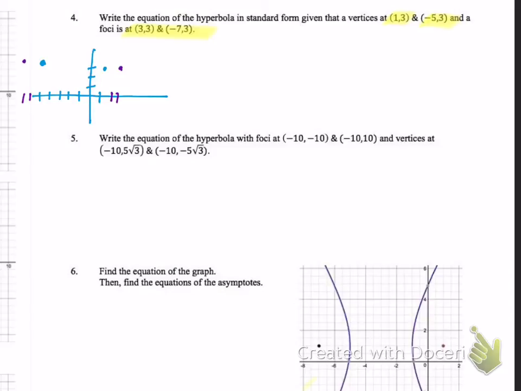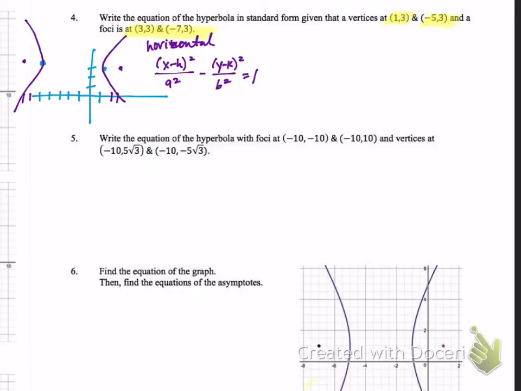So what type of hyperbola would this be? Horizontal. Horizontal, so that means that it's going to be looking something like this. Because my foci are on the same y-axis, so that means it's going to be horizontal. If it's horizontal, then what is the equation? I'm just going to write the general equation. It's going to be x minus h squared over a squared minus y minus k squared over b squared equals 1.